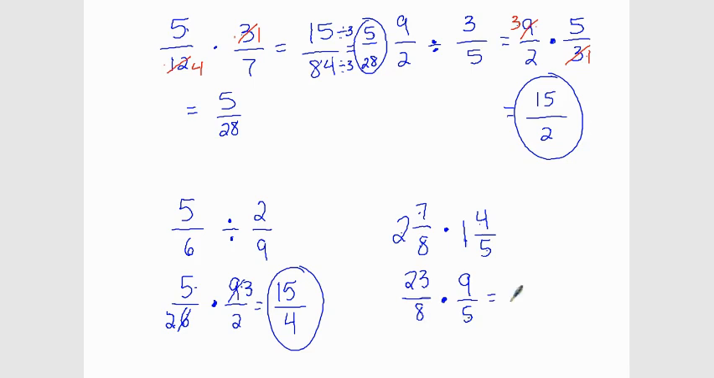So 8 times 5 is the easier computation. That's 40. 23 times 9. Well, that's 20 times 9 is 180, plus an additional 3 times 9 is 27. So 180 plus 27 is 207. And I am done.